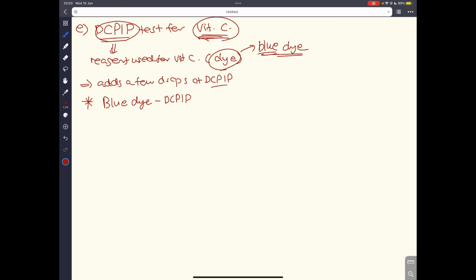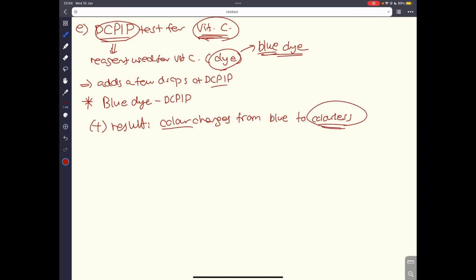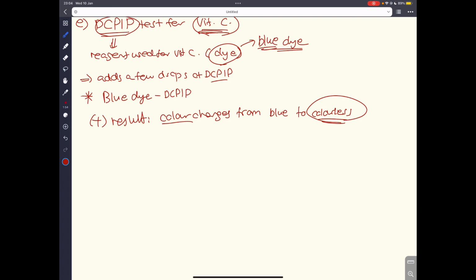However, if vitamin C is present, basically the positive result, we will see that the color changes from blue, which is the original color, to colorless. So if vitamin C is present, it will change the color to colorless. Okay, so that's something that you have to note. This is one of the exceptions.